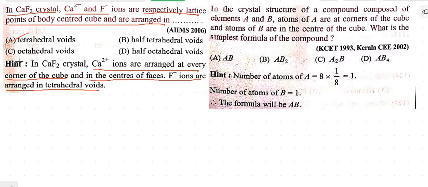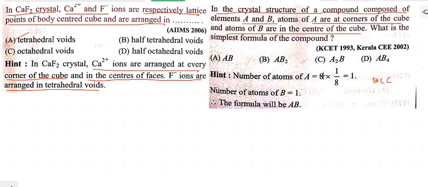Now moving to the next question. It says in the crystal structure of a compound composed of elements A and B, the atoms A are at the corners of the cube and atom B are in the center of the cube. So which kind of crystal is it? It is a BCC crystal. Okay, because you have one atom or element which is present in the center of the body.